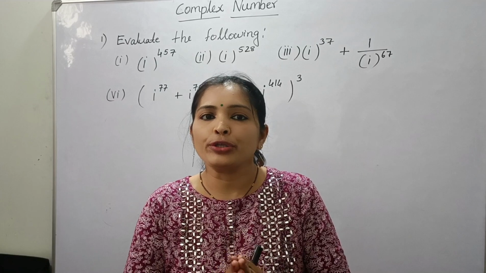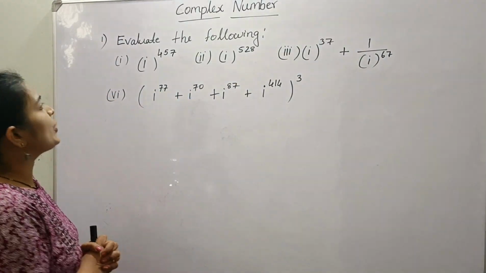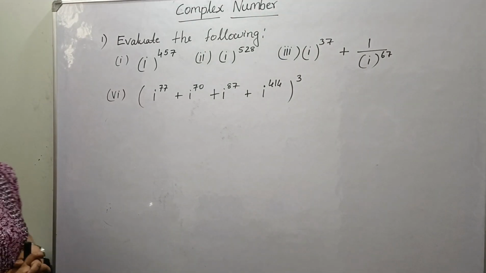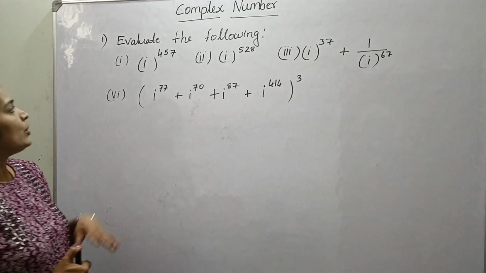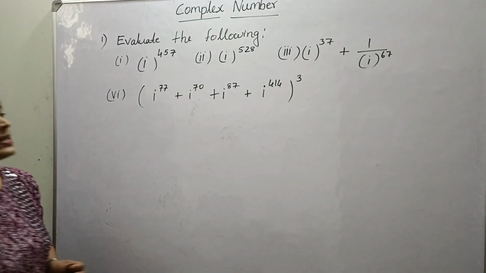In this video, we are going through some important questions of complex numbers. So the first question is, evaluate the following: i raised to 457. See here, to find i raised to 457, first of all, let us divide 457 by 4.